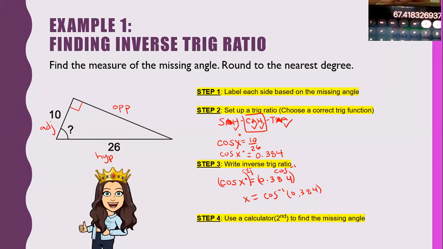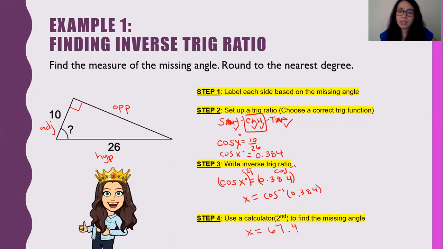67.42. Is this what you guys got? Okay, yeah, as long as it's something similar. I know some of us might have something a little bit off, but if we round, that's about 67 degrees or 68 degrees. That is your answer.